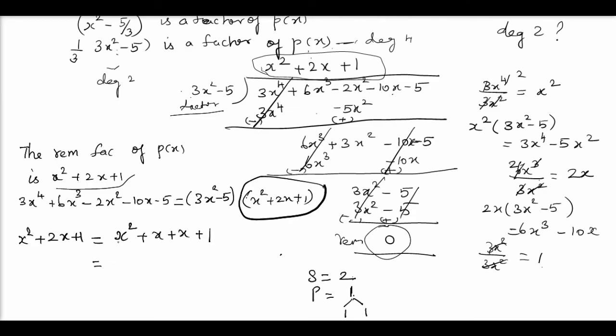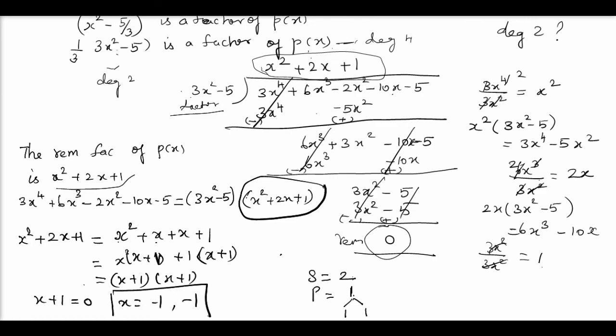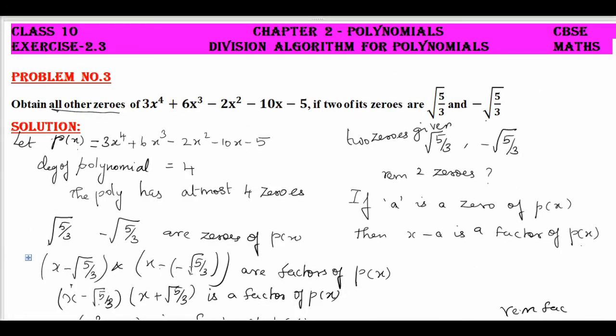So this is equal to, grouping the terms, you can take x common from x square plus x, giving x into x plus 1. And from the next two terms, you can take a 1 common outside, so it is again x plus 1. So it is x plus 1 into x plus 1. Equating the factors to 0, the factor here is x plus 1, so you get x equal to minus 1, 2 times, right? So the other zeros are x equal to minus 1 and minus 1.